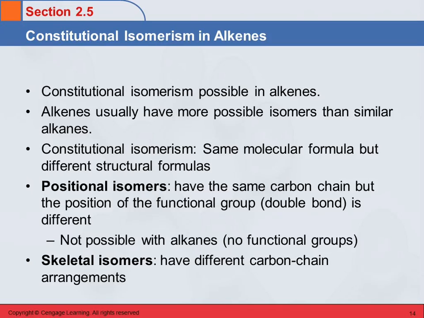Alkanes can't have positional isomers because they don't have a functional group that could be in a different place. And then we have skeletal isomers where the skeleton is different. Positional isomers, the double bond has a different position. A skeletal isomer is going to have a different carbon chain arrangement.